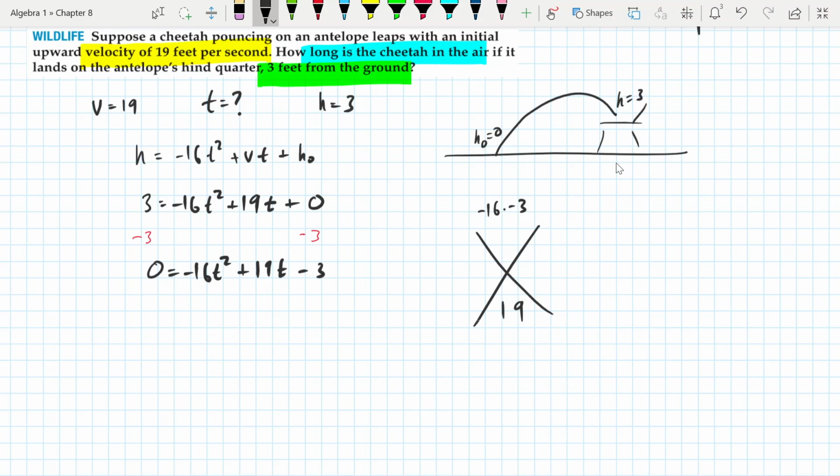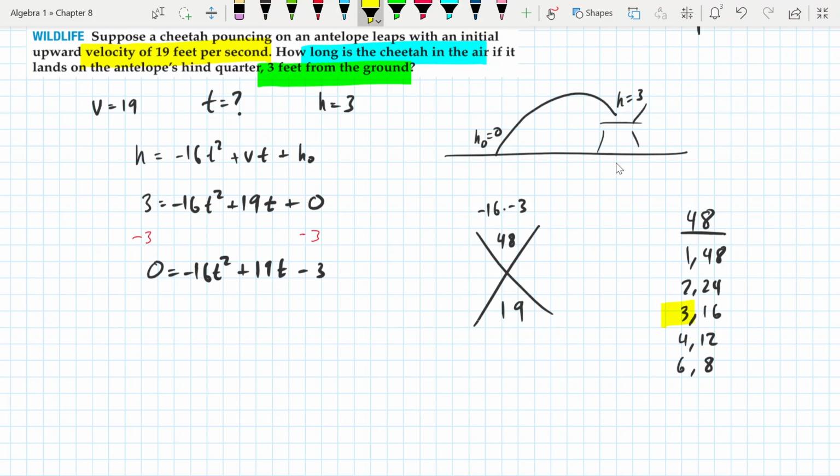The product of negative 16 and negative 3 is going to be positive 48, right? Positive 48. 3 times 10 is 30. 3 times 6 is 18. So I'm going to look at all the factors of 48. That's 1 and 48, 2 and 24, 3 and 16, 4 and 12, doesn't go into 5, 6 and 8, and well, 7 squared is 49, so that doesn't work. So there's my options.